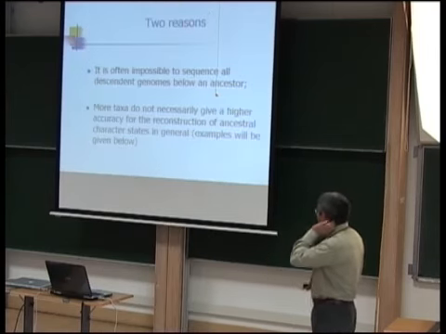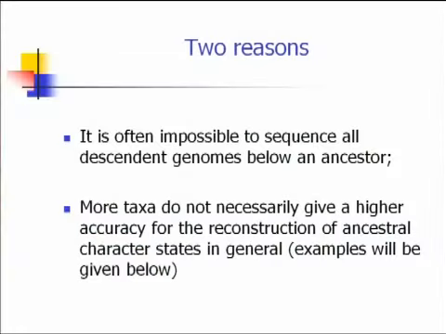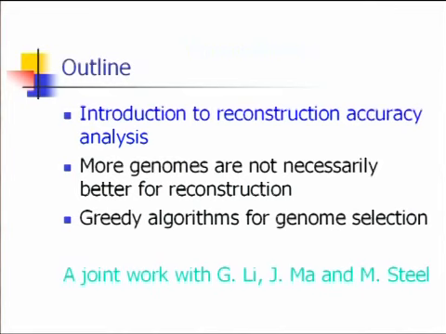There are two reasons for this. The first one is obvious: it is not always possible to sequence all the current genomes below the ancestor. Another one is that more taxa do not necessarily give the highest reconstruction accuracy. This is a little bit not obvious, so I will give an example.